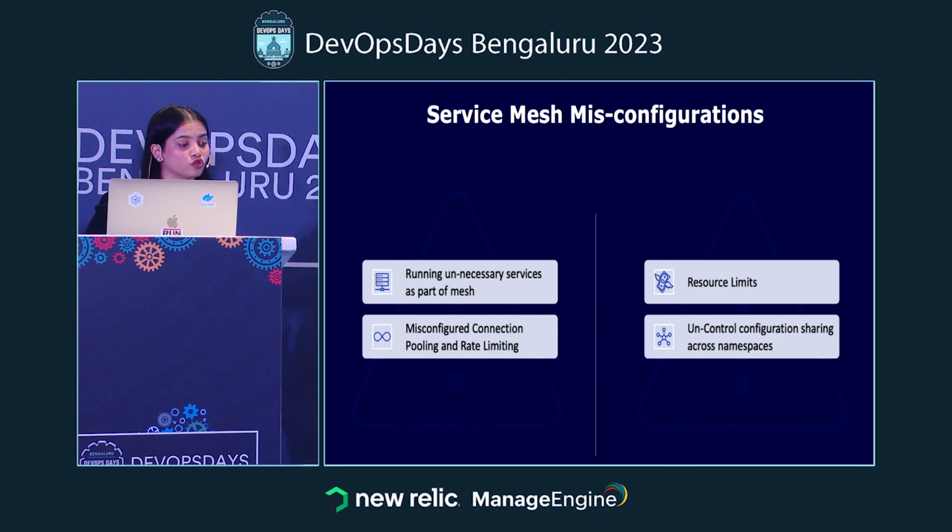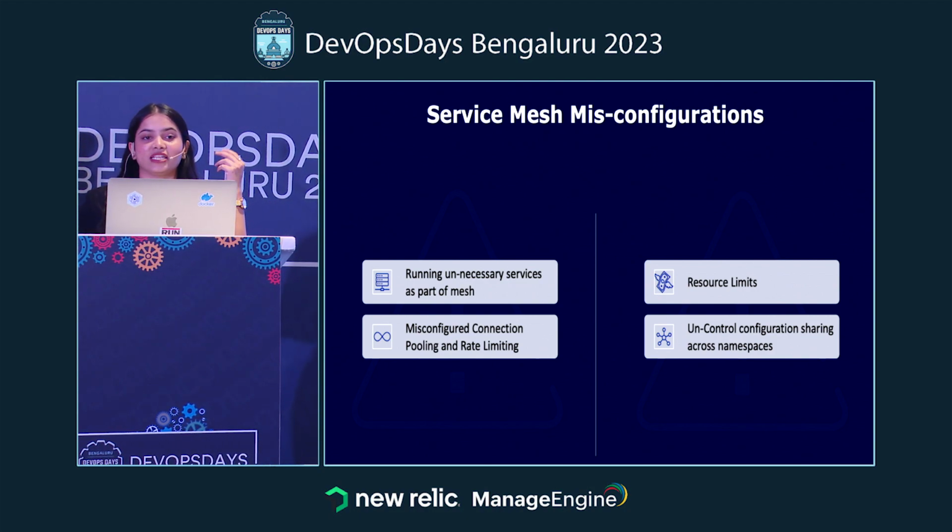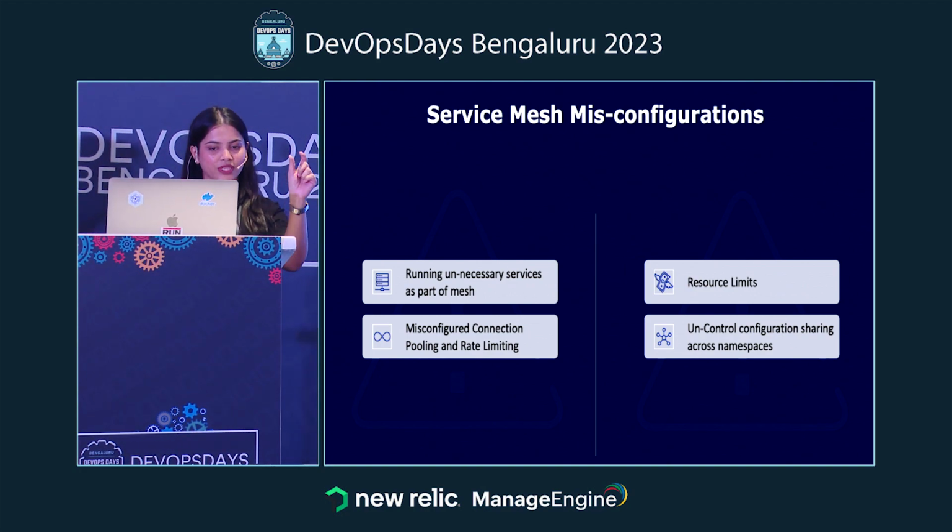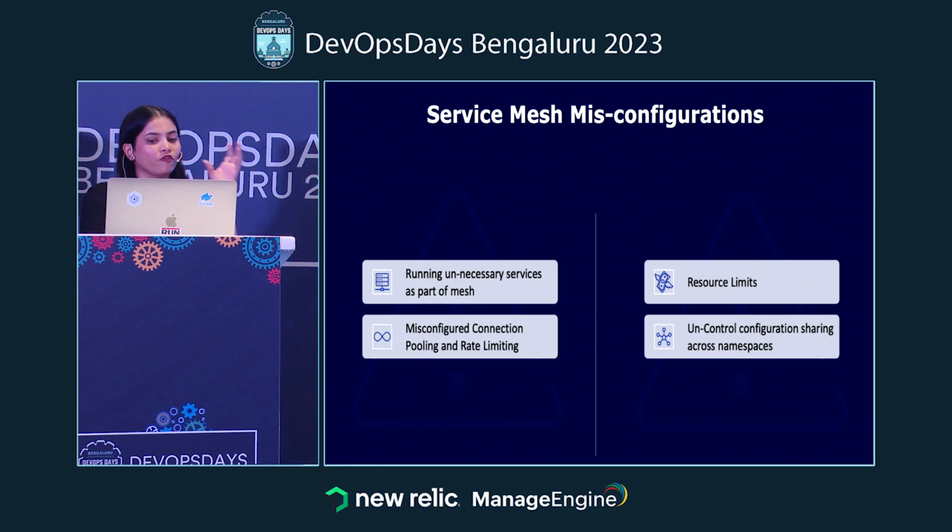Lastly, we have uncontrolled configuration sharing across namespaces. You can define virtual services, destination rules, or service entries in one namespace and then reuse them in another namespace. Istio exports all traffic management resources to all namespaces by default. But you can override the visibility with the exportTo field, which helps you control which namespaces can access and reuse these Istio resources.